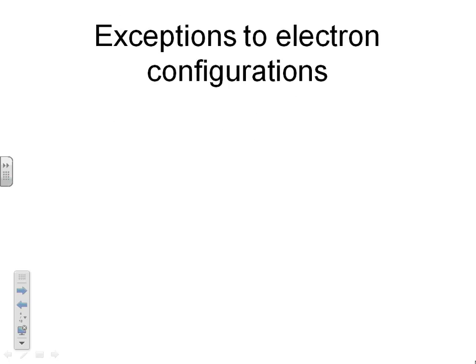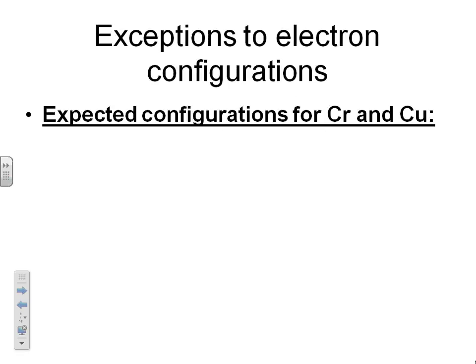So, exceptions to electron configuration. Chromium and copper. Now I want you to look at your periodic table, and I want you to tell me what you anticipate the electron configuration for chromium and copper to be. So chromium and copper, they're both in period 4, so we can write the abbreviated electron configuration for them. So the last noble gas that we get before we get to chromium and copper is argon.